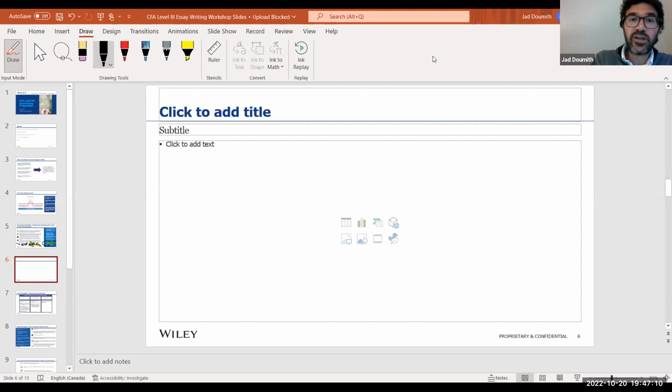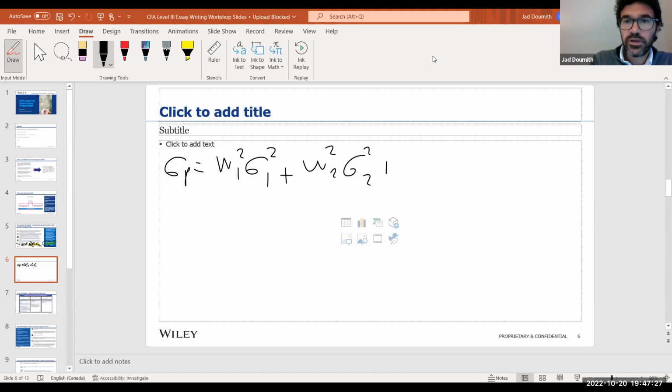I'm going to show something that you guys are extremely familiar with. The variance of a given portfolio is related to the weight invested in each asset squared multiplied by the variance, so let's say this is a 2-asset portfolio. That's what you guys know, and that's already good.